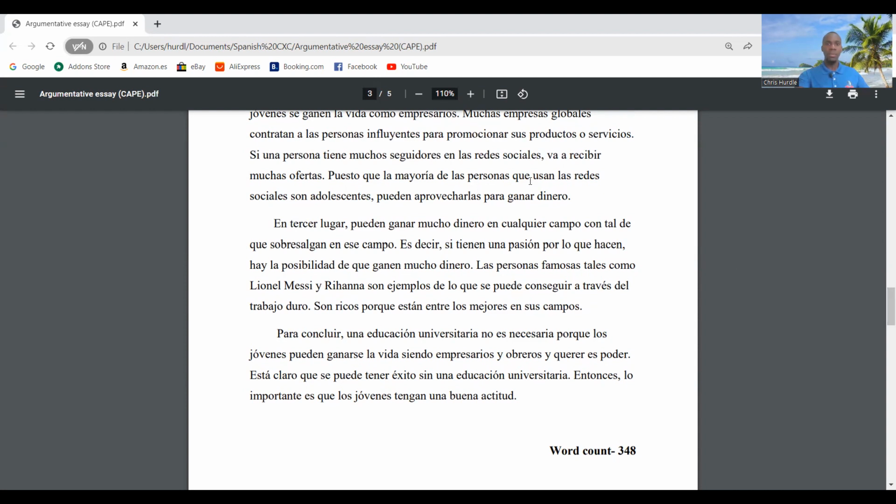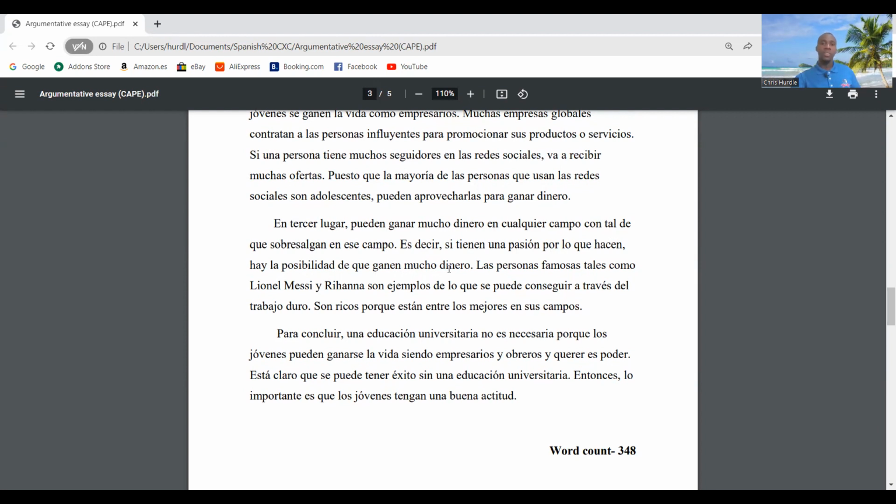En tercer lugar, pueden ganar mucho dinero en cualquier campo con tal de que sobresalgan en ese campo. Thirdly, they can earn a lot of money in any field as long as they excel in that particular field, yes. Es decir, si tienen una pasión por lo que hacen, hay la posibilidad de que ganen mucho dinero. That is to say, if they have a passion for what they do, there's a possibility that they earn a lot of money.